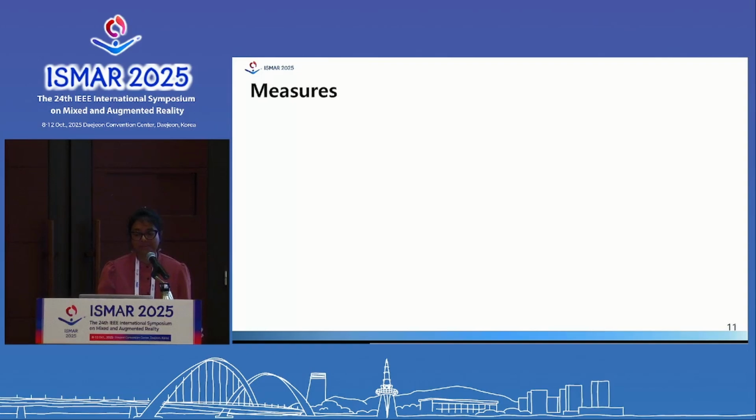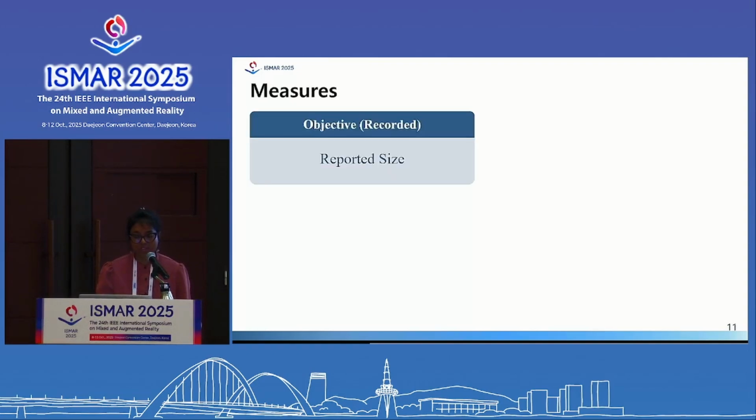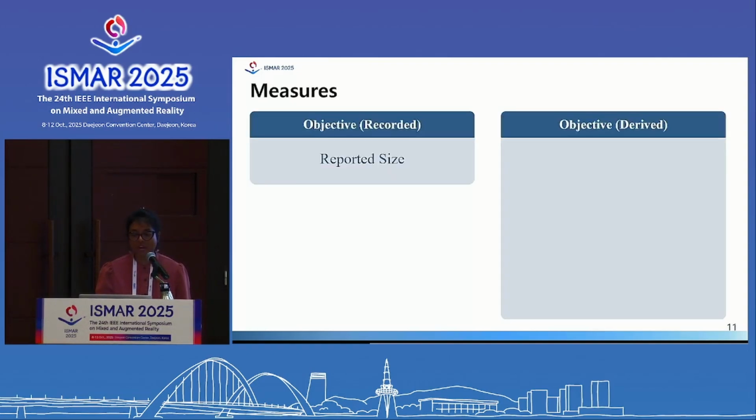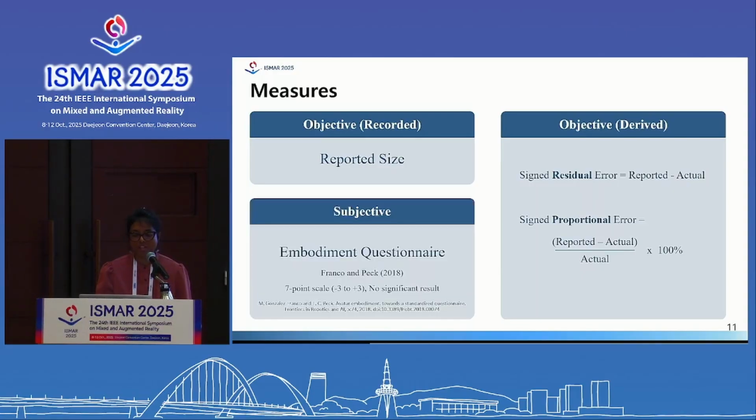We collected reported size as objective measures and derived signed residual error, which is reported minus actual, and signed proportional error, which is reported minus actual divided by actual and multiplied by 100%. For subjective measures, we used Franco and Peck's embodiment questionnaire, which was on a 7-point scale. No significant result was found for this.